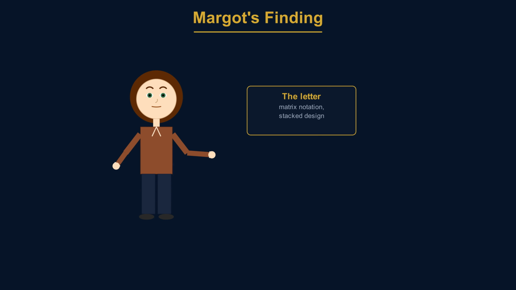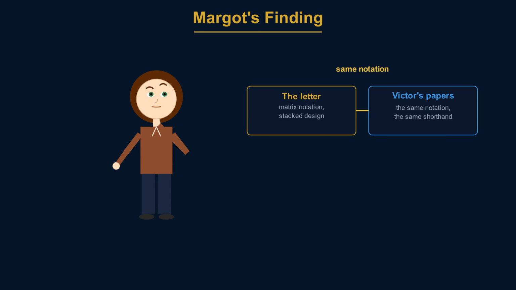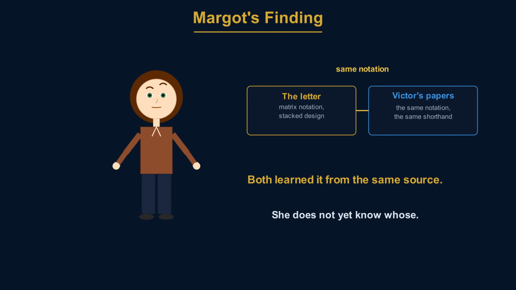Margot sets down the letter next to a stack of her grandfather's old academic papers. The notation in the letter matches the notation in the papers almost exactly. It's not just the same math, but even the same way of writing it, down to the same shorthand and the same idiosyncratic ways of stacking the matrix design and talking about them. Whoever wrote those letters and whoever wrote the papers learned the method from the same source. Margot just doesn't yet know what that source could be, but now she has her first clue.